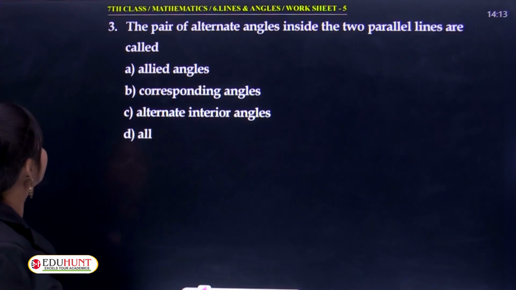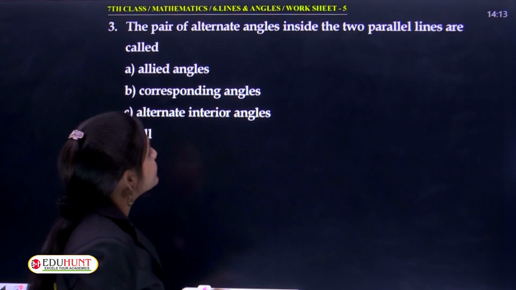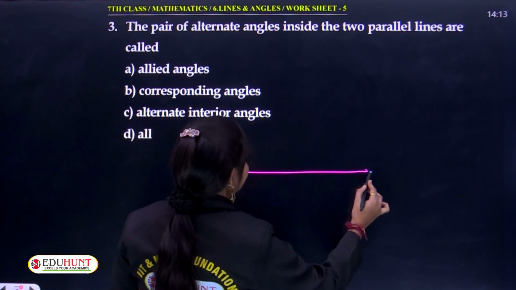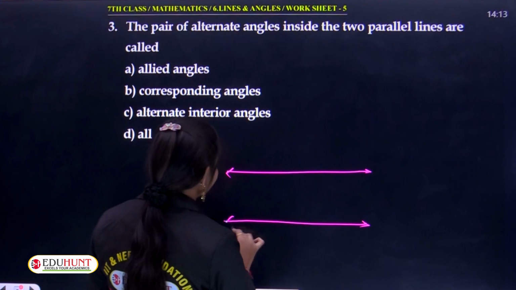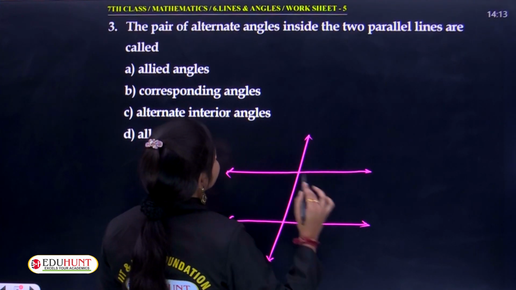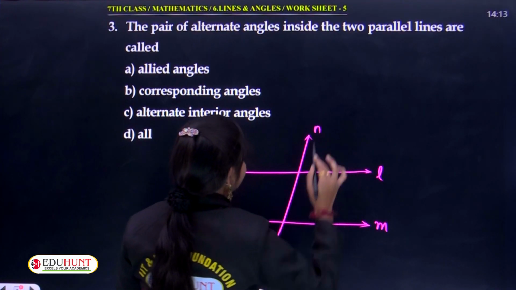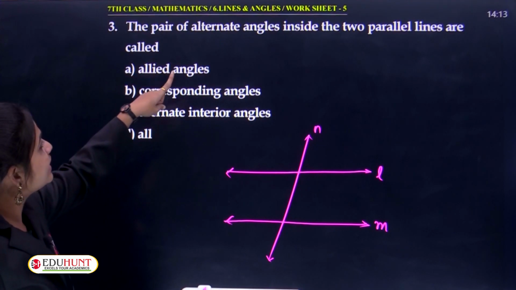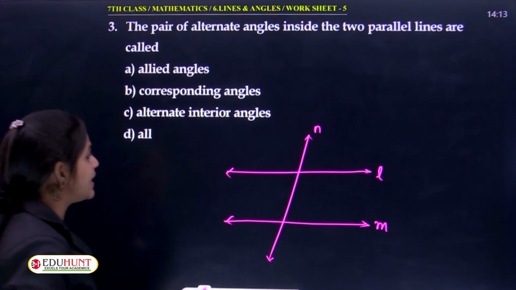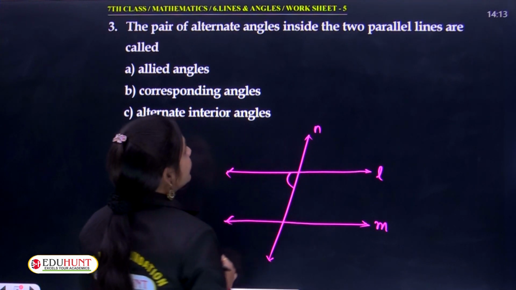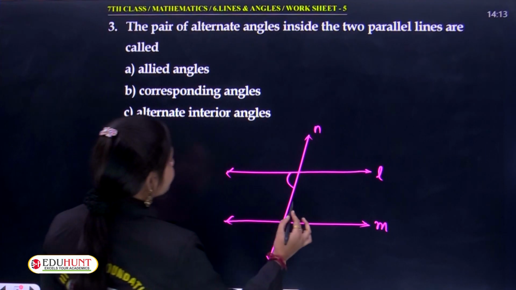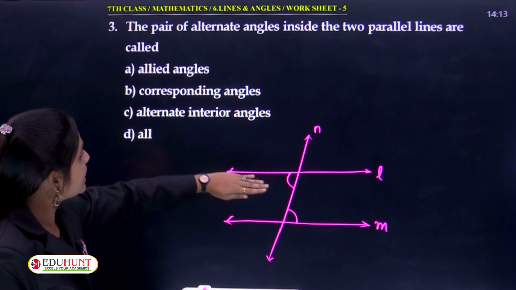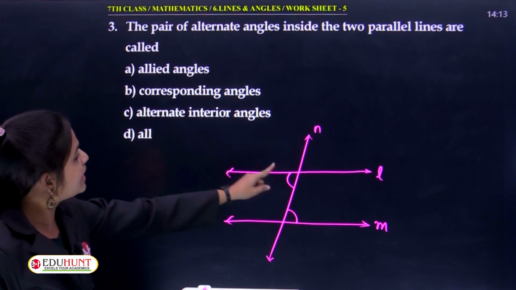Third one: the pair of alternate angles inside the two parallel lines are called. Inside the two parallel lines. Here, these two are the parallel lines, and this is a transversal. Letters they didn't mention, so we can take that L is parallel to M and N is a transversal. The pair of alternate angles inside the two parallel lines. These two are alternate angles, right? And those two angles also lie inside the parallel lines, and those two are alternate angles.